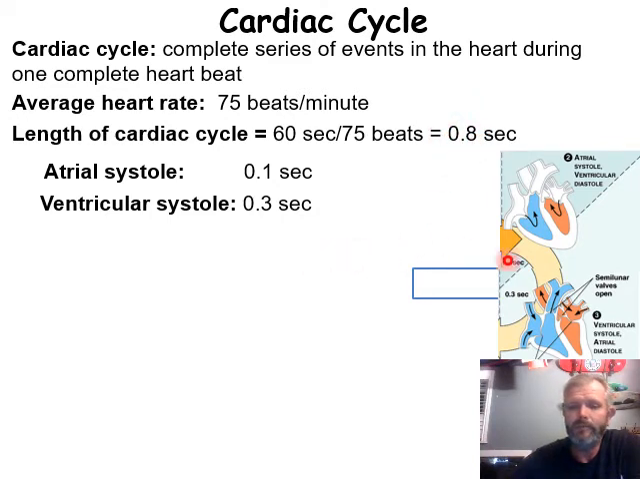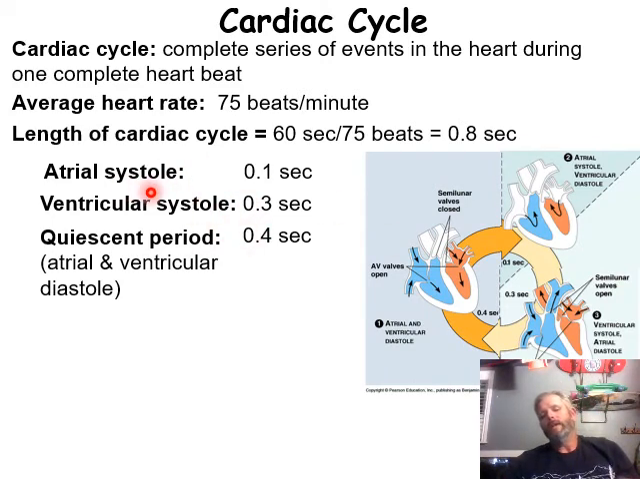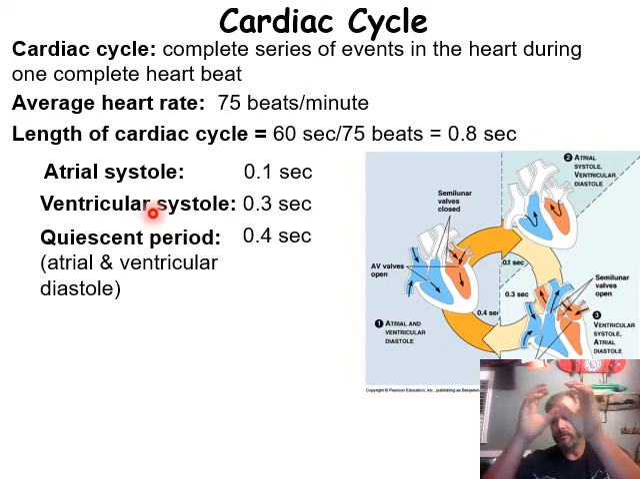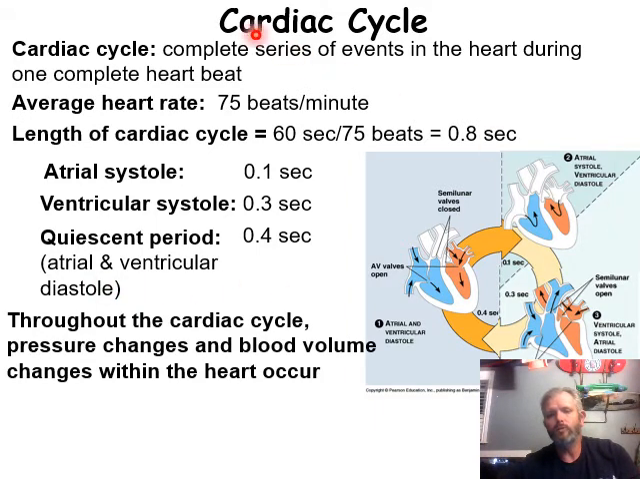All right, and we need to bring in some terminology on what's taking place in the heart. We'll be looking at what's called systole. We have atrial systole. Systole is when it is in contraction. So atrial systole is when the atriums are in contraction. Ventricular systole is when the ventricles are contracting. And then we have a quiescent period, or what we call diastole, when the atria and ventricles are at rest in relaxation.